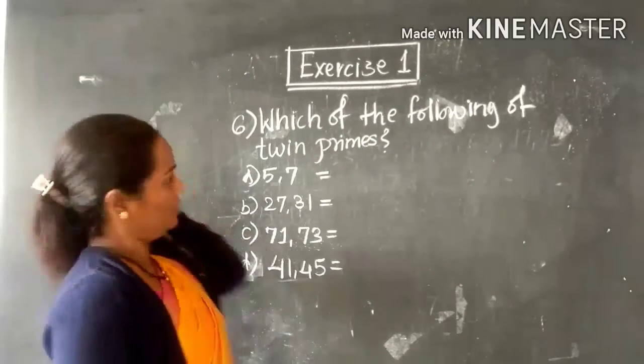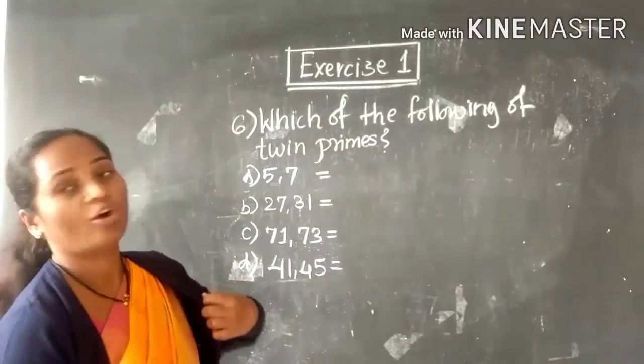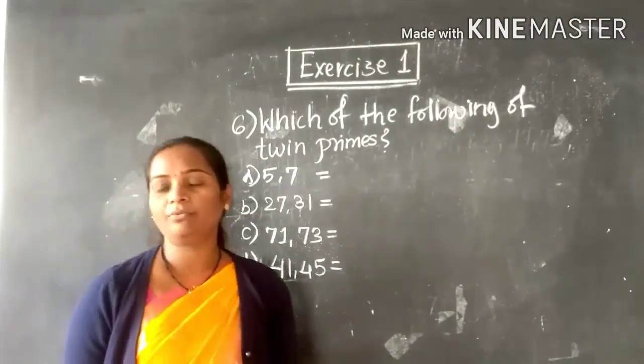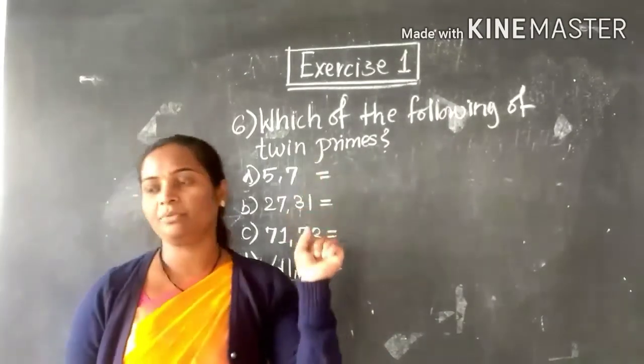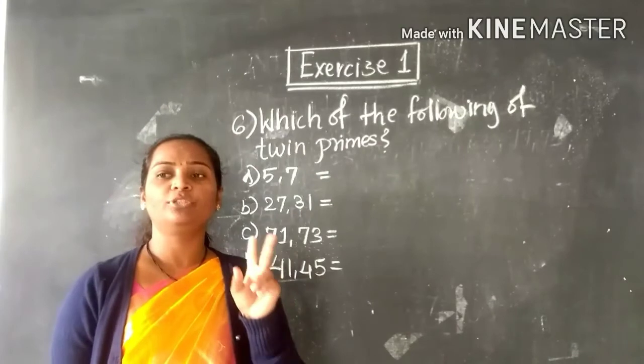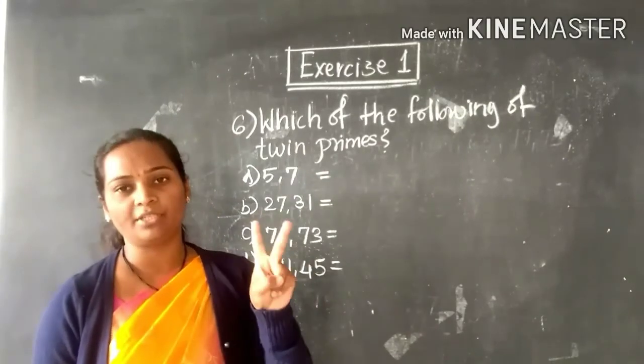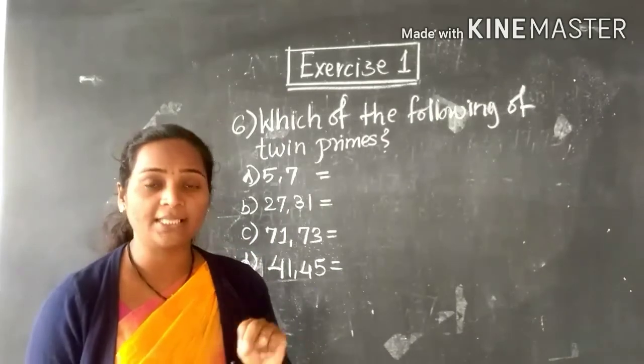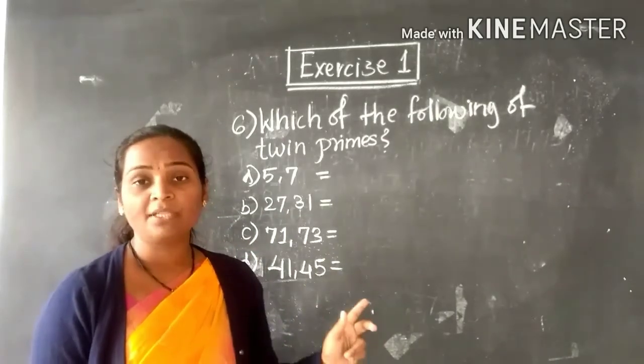Next is question number 6. Which of the following are twin prime numbers? How do we identify twin prime numbers? We do the subtraction, and if we get a difference of 2, then we say it is a twin prime pair.